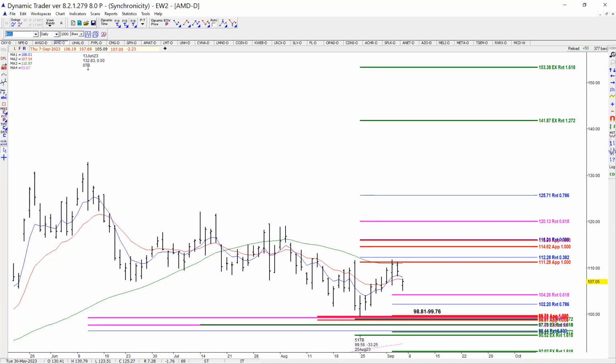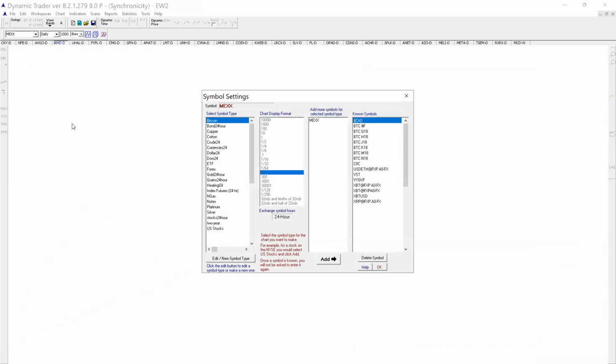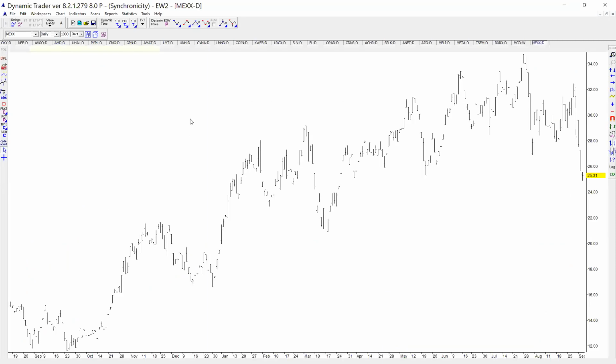Looks like I have a couple more minutes here, so I am going to run that MEXX. That's something I clearly have never run before. This has a lot of broken data on it, so this is not something that I would want to really trust the work.